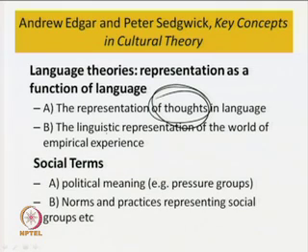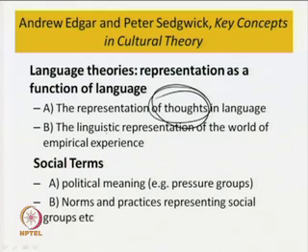On the other hand, in social terms, representation could have a political meaning. For instance, pressure groups representing a group of people, maybe going to the government to submit a memorandum, are also a representation in social terms. And secondly, representation also refers to the norms and practices representing social groups. You say that this way of life, these socio-cultural practices, are representative of a particular group or community. In that sense also we use the term representation, in the sense of being representative, being the core cultural artifacts, the core beliefs, the core everyday practices of a society.